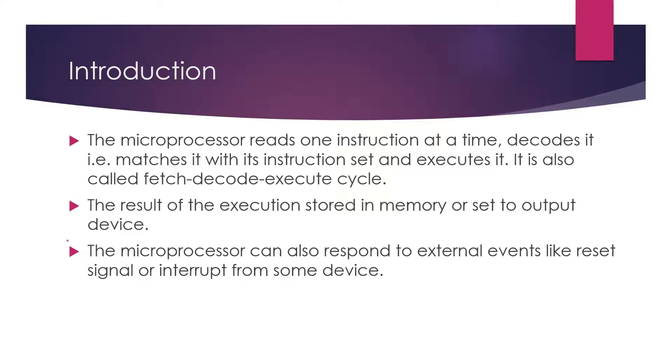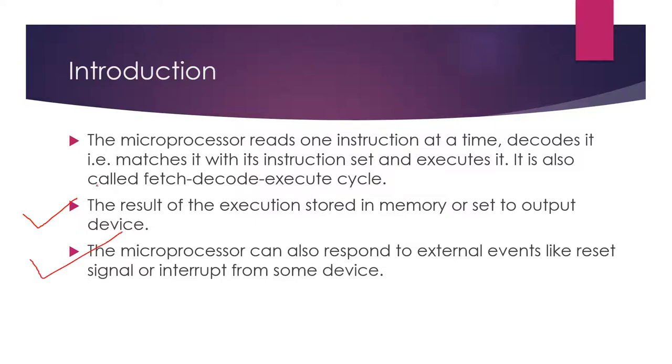Let us say, what does the microprocessor do? The microprocessor fetches the instruction from the memory, then stores it in the instruction register, and from the instruction register, that opcode is transferred to the decoding unit, where the microprocessor finds the meaning of the instruction. Based on the meaning of the instruction, it generates certain control signals to perform certain tasks. That is called execution. And the result of the execution is stored in memory, or it is given to the output device.